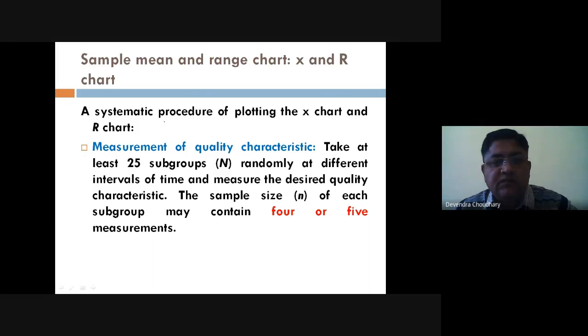Now the systematic procedure of plotting the X bar chart and R chart is discussed. Initially we take at least 25 subgroups randomly at different intervals of time and measure the desired quality characteristics of the items taken in each subgroup. The sample size of each subgroup may contain 4 or 5 measurements.